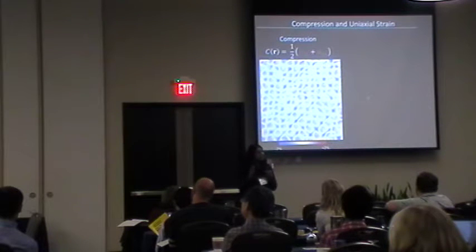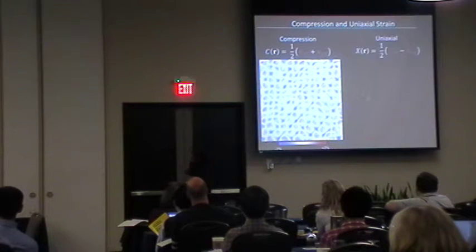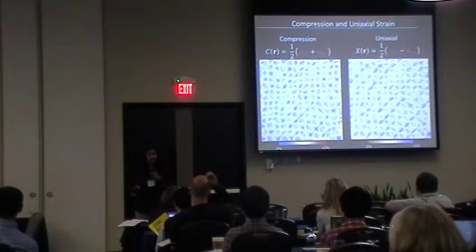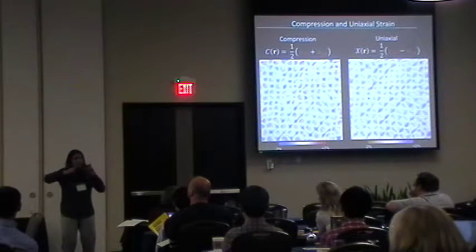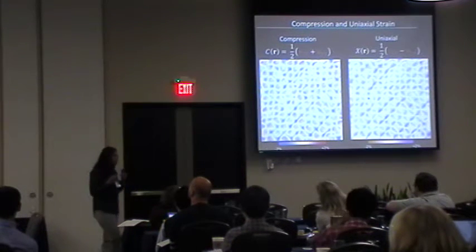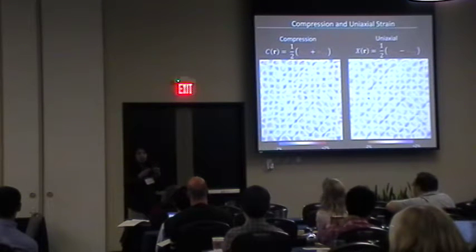But interestingly, in the same material, we also have uniaxial strain, okay? So compressive and tensile strain is when all the four atoms are moving in together and out together. Uniaxial strain is when two atoms move in, two atoms move out, or vice versa.